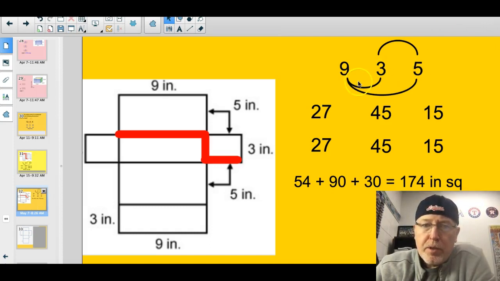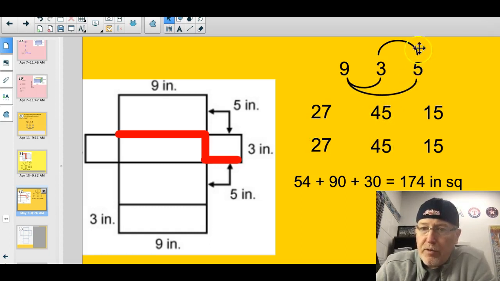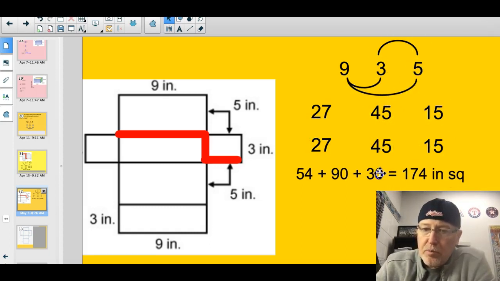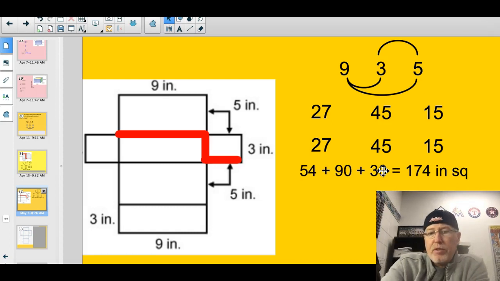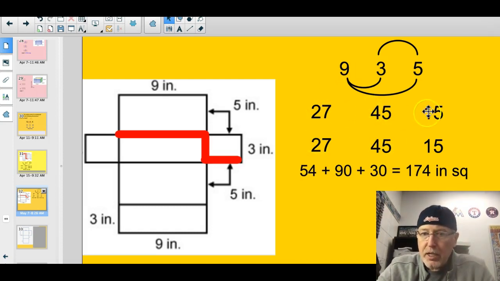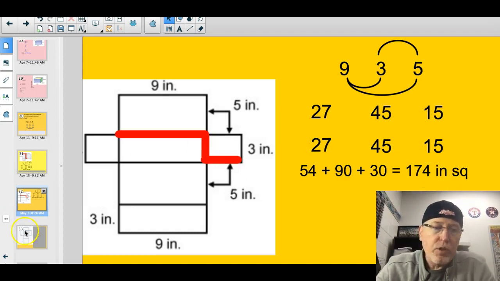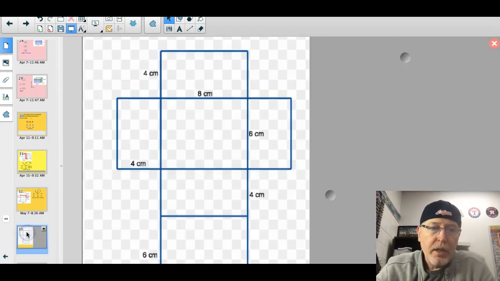Well, your measurements are 9, 3, and 5. Put them in order. 9 times 3 is 27 and 27. 9 times 5 is 45 and 45. 3 times 5 is 15 and 15. Put those bad boys all together. Add them up. 54 plus 90 plus 30. This is the 54. Here's your 90. Here's your 30. 174 inches squared. Not too bad. Try this one here.